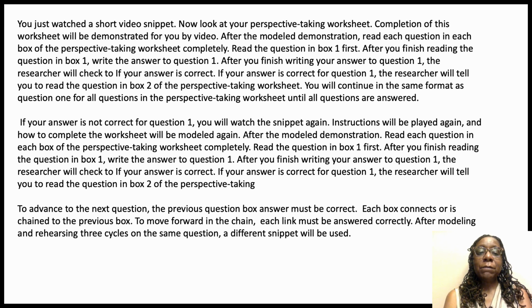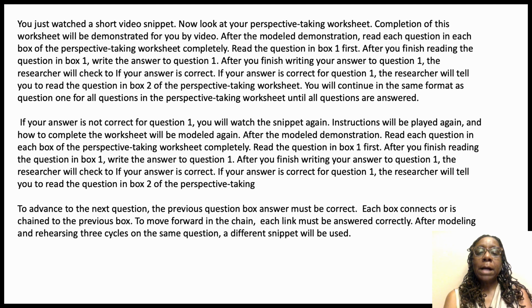You just watched a short video snippet. Now look at your perspective taking worksheet. Completion of this worksheet will be demonstrated for you by video. After the model demonstration, read each question in the box of the perspective taking worksheet completely.